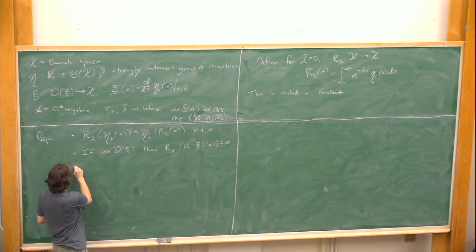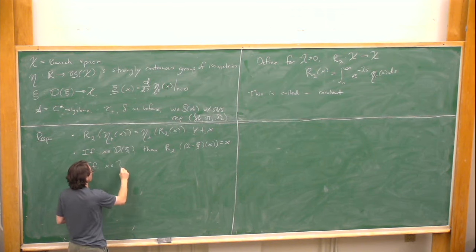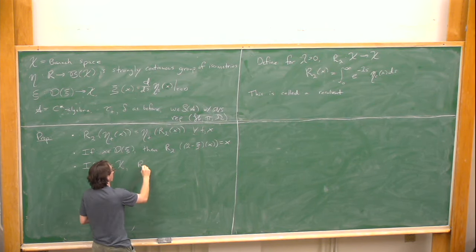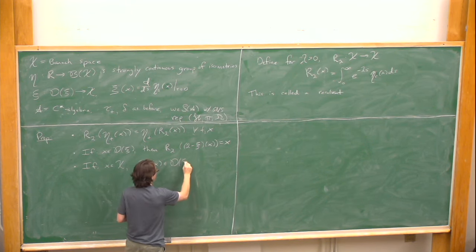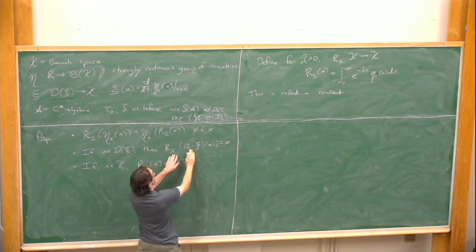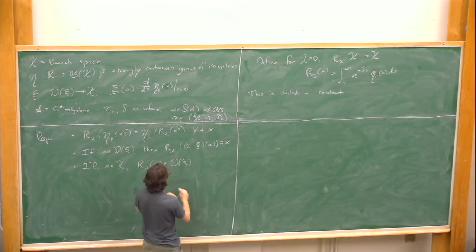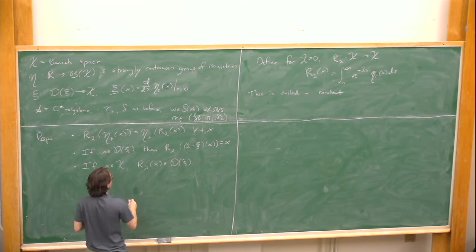And it turns out this is a two-sided inverse. So for any x in the Banach space, actually R lambda of x has its image in the domain of Xi. So it makes sense to reverse these operators. And I still get the identity.